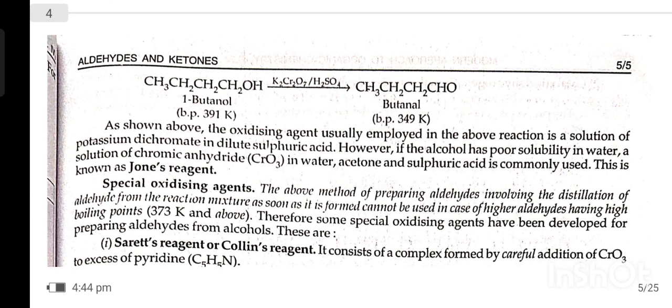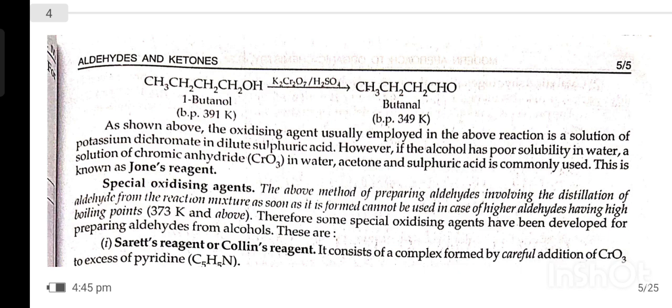As shown above, the oxidizing agent usually employed in the above reaction is a solution of potassium dichromate in dilute sulfuric acid. However, if the alcohol has poor solubility in water, a solution of chromium trioxide in water, acetone, and sulfuric acid is commonly used. This is known as Jones reagent. Special oxidizing agents. The above method of preparing aldehydes, involving distillation of the aldehyde from the reaction mixture as it is formed, cannot be used in the case of a higher aldehyde having a high boiling point. Therefore, some special oxidizing agents have been developed for preparing aldehydes from alcohols.